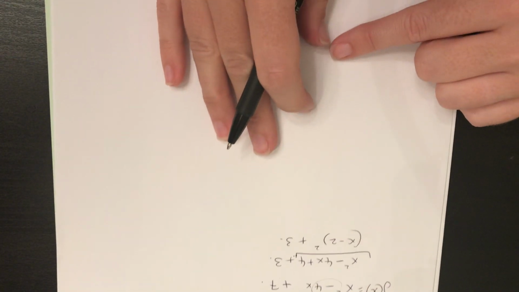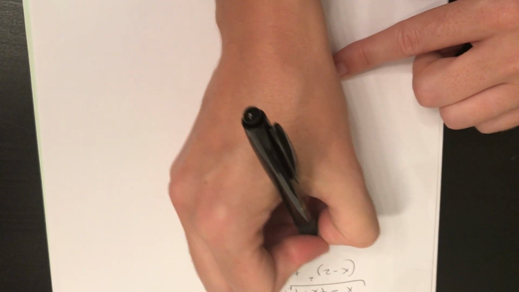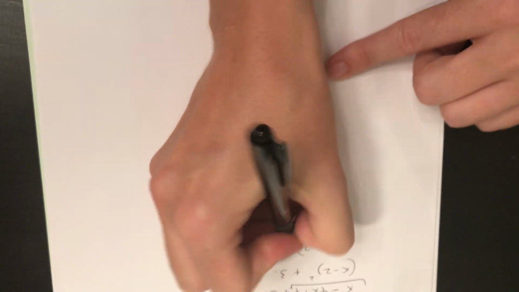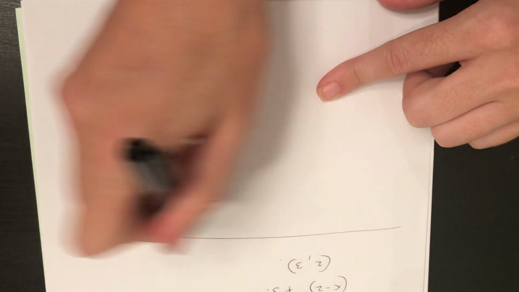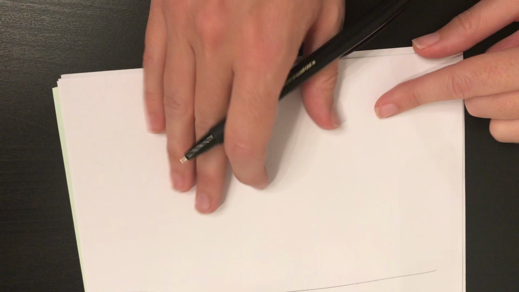Now it's in completing the square format, and I can pick out my turning point is 2, 3. You can do all this using calculus as well, but if they're specifically asking me to do this format, then that's what I have to do.